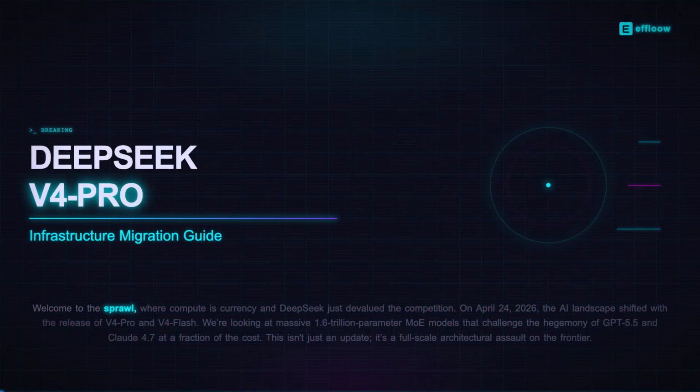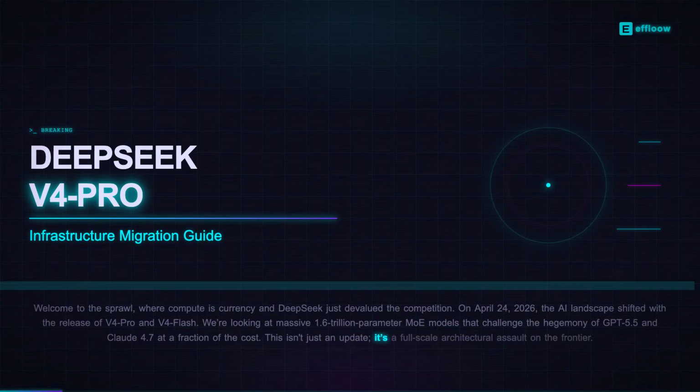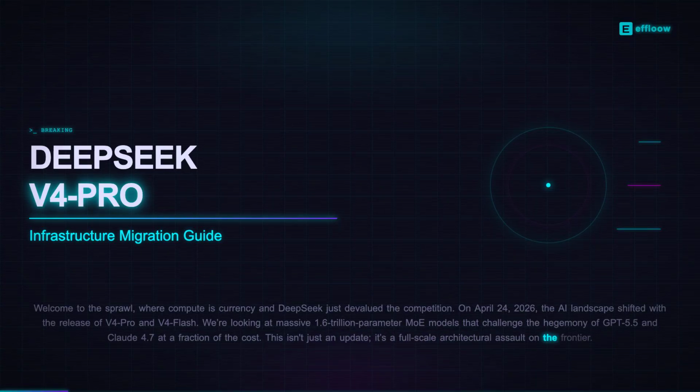Welcome to the sprawl, where compute is currency, and DeepSeek just devalued the competition. On April 24, 2026, the AI landscape shifted with the release of V4-Pro and V4-Flash. We're looking at massive 1.6 trillion parameter MOE models that challenge the hegemony of GPT 5.5 and Claude 4.7 at a fraction of the cost. This isn't just an update, it's a full-scale architectural assault on the frontier.